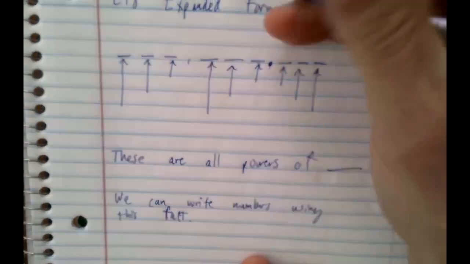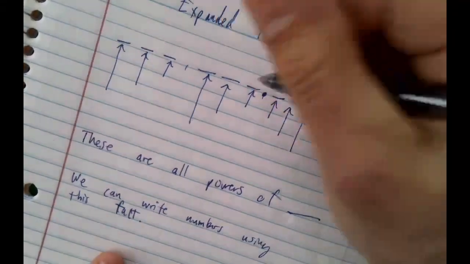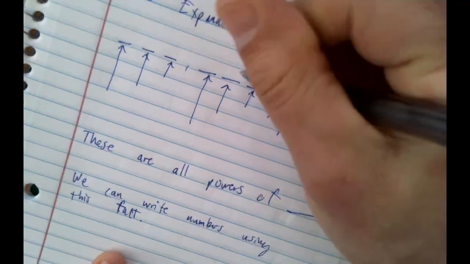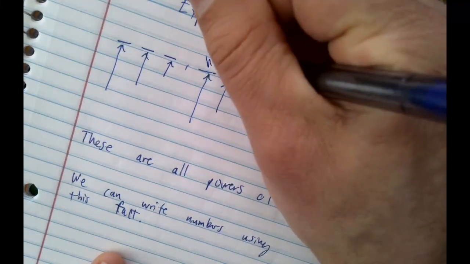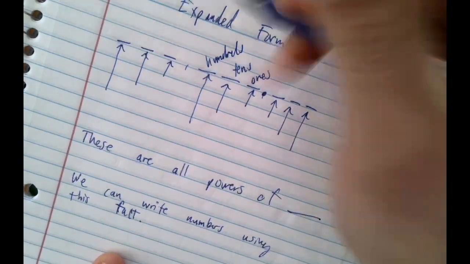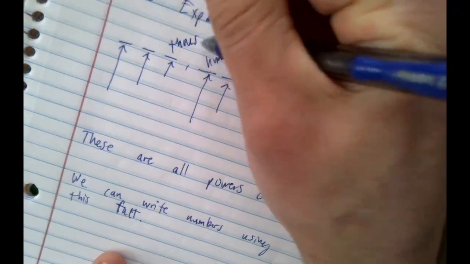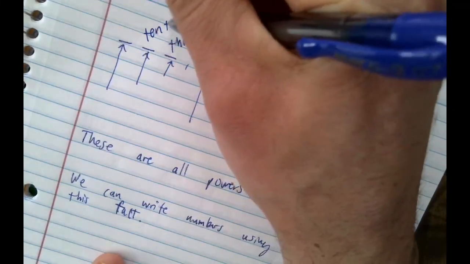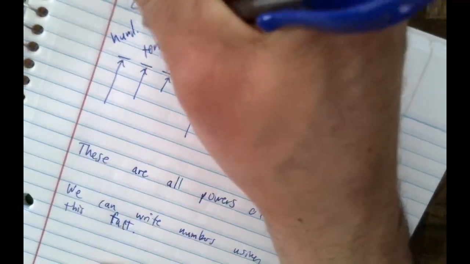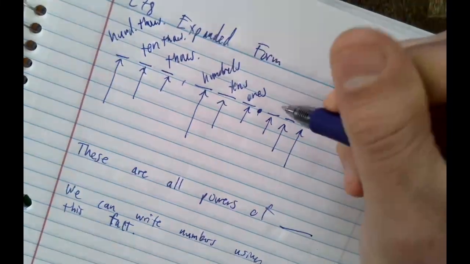So expanded form, again, you might think, well, why do we do that? Well, it's a way to help us understand place values. So we have our ones, our tens, our hundreds, and you know this table, our thousands. I'm just going to stop here. Our 10,000s and our 100,000s. I'm going to abbreviate here a little bit. And of course, we do have some other ones here.